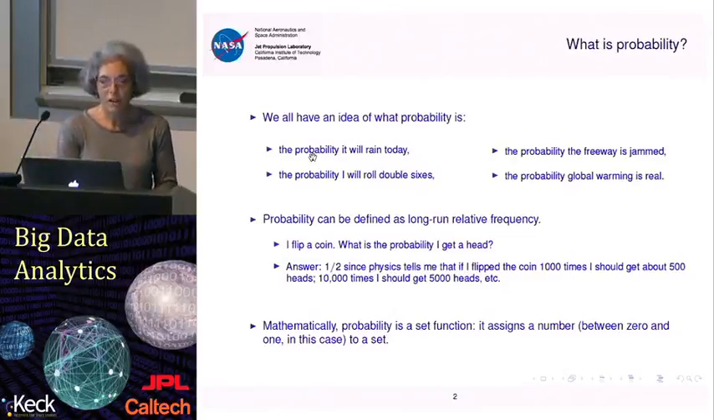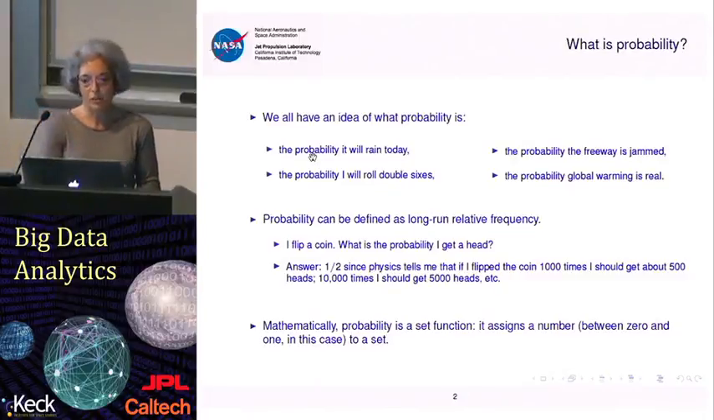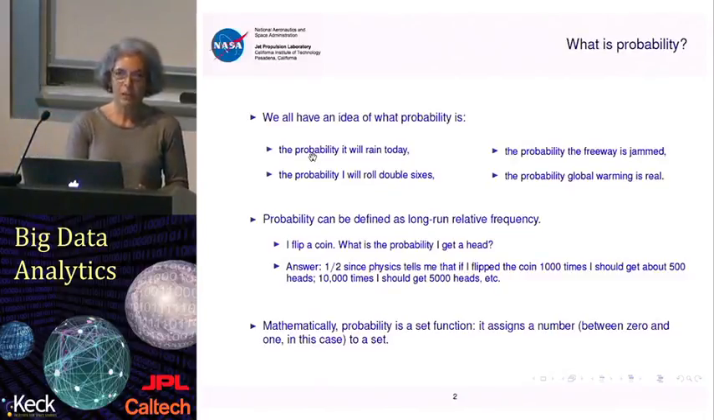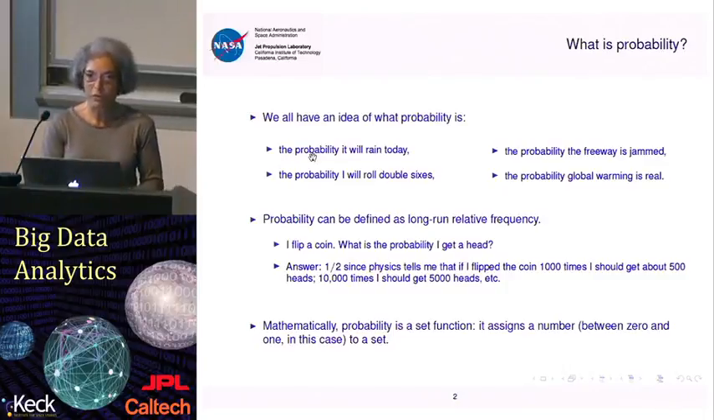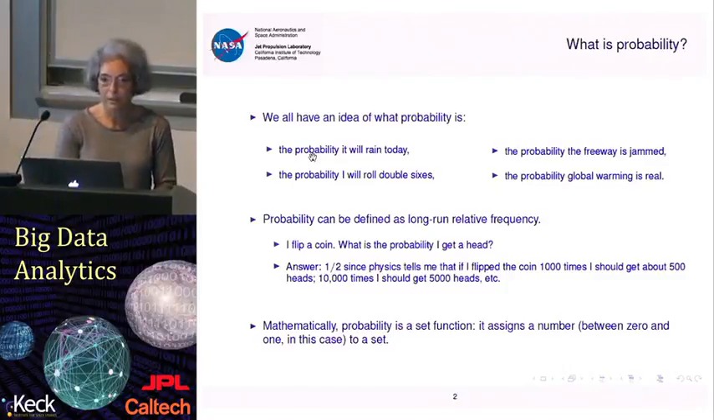I think we all have an idea in our minds what probability is. The probability it will rain, the probability if I throw 2 dice I'll get 2 6s, the probability that the freeway will be jammed this morning when I try to get on it to go to work, or the probability that global warming is real.